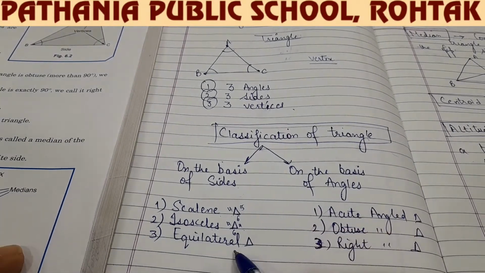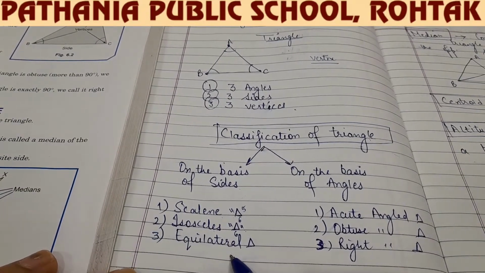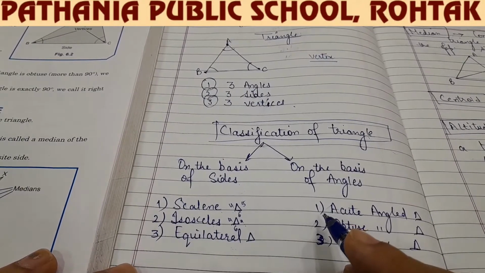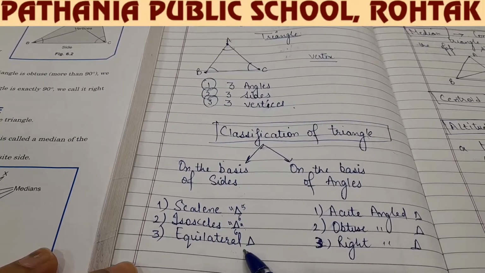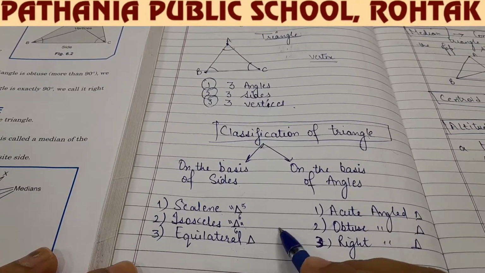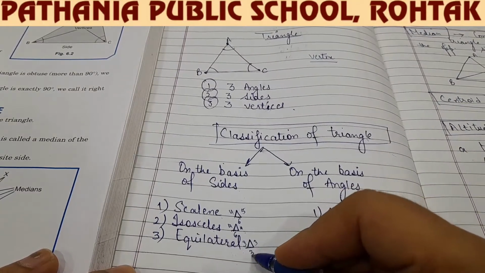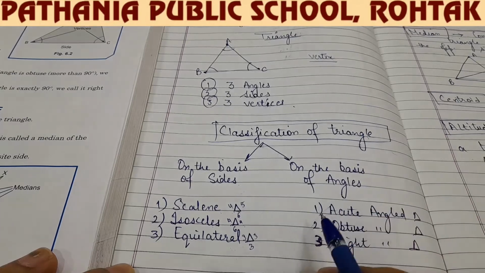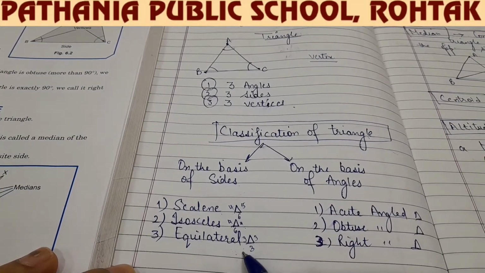Now coming on to the third triangle, that is the equilateral triangle. What is equilateral, beta? As the name indicates, equi means equal. All the sides are equal. In an equilateral triangle, all the sides are equal. Suppose this is given 3, this is 3 and this is also 3 centimeter. So all the sides are 3 centimeter. So this triangle is known as an equilateral triangle.